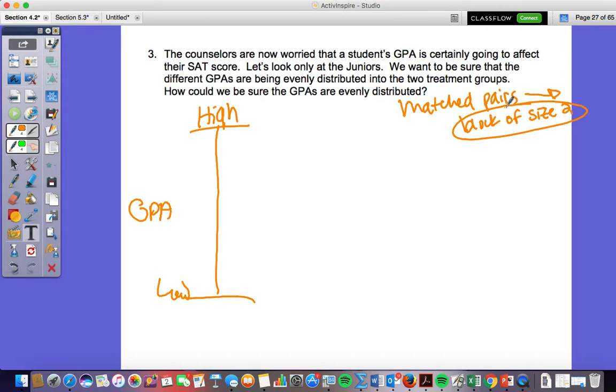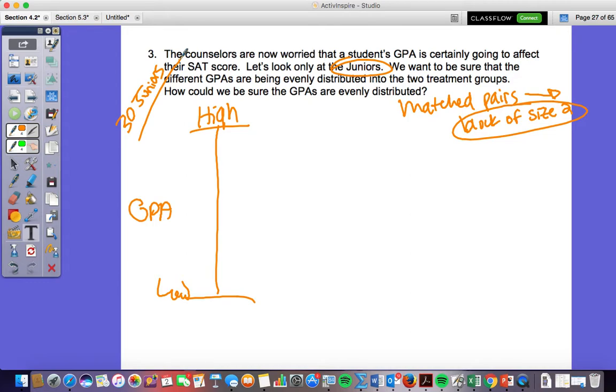You'll notice I will not do a diagram here because it'd be all over the place. So we're just going to do a block of size 2, and we're going to use matched pairs here. The counselor is now worried students' GPA is certainly going to affect their SAT score. So we're going to look at the 30 juniors just for this section, and we're going to do a matched pairs design for their SAT scores within this study.